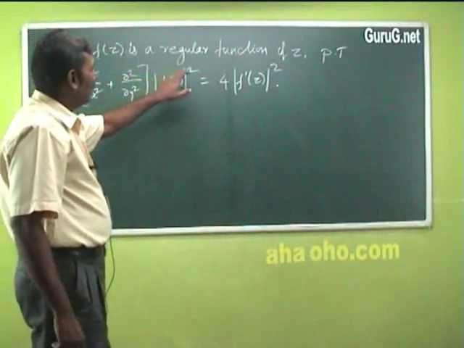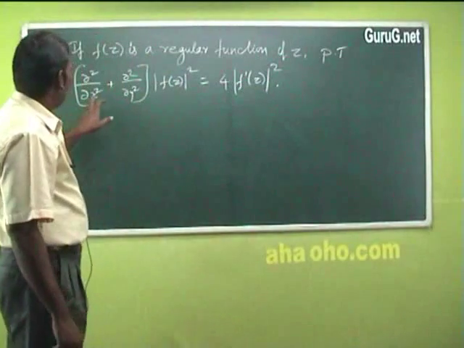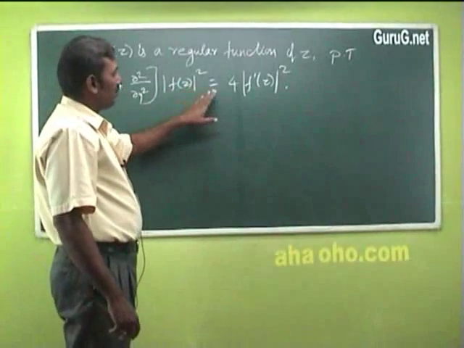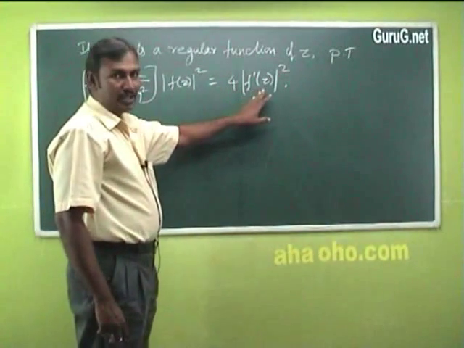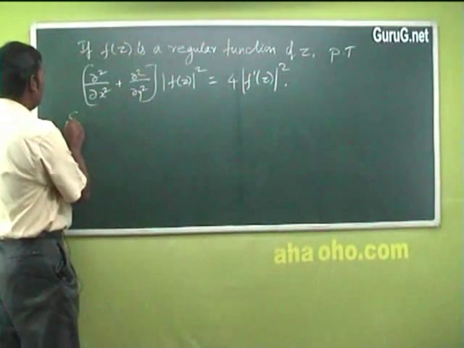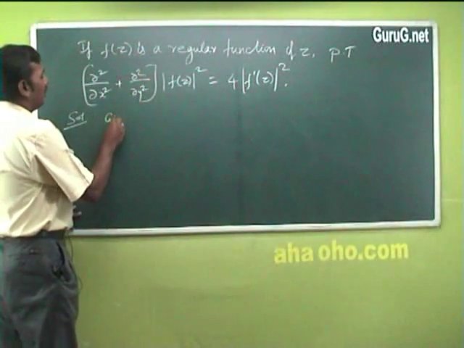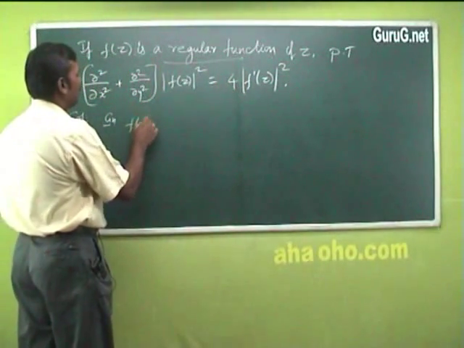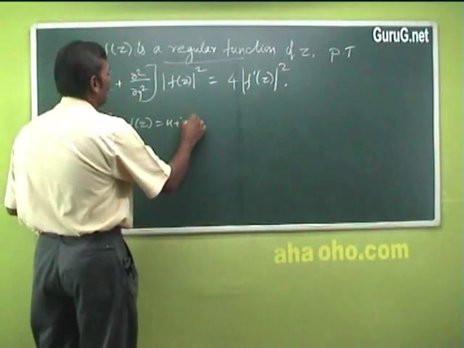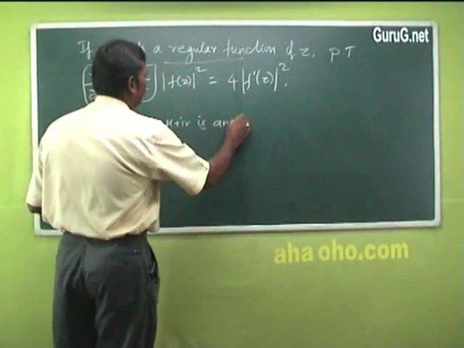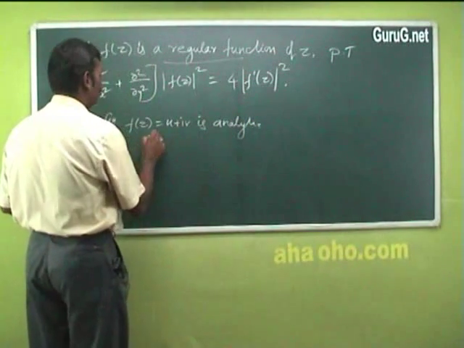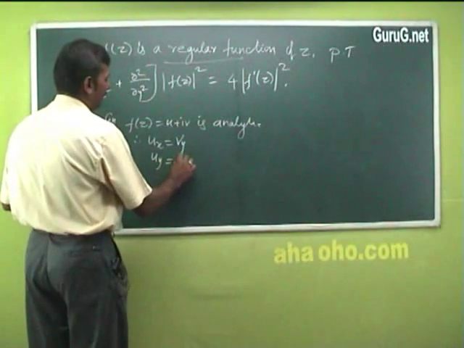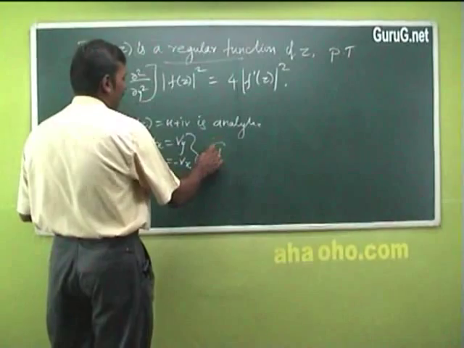If f of z is a regular function of z, then prove that dou squared by dou x squared plus dou squared by dou y squared of modulus of f of z the whole squared equals 4 times modulus of f dash of z the whole square, right? So given, f of z is a regular function, so regular function or analytic function only. So f of z equal to u plus iv is analytic, therefore ux equal to vy and uy equal to minus vx. Take it as equation number 1.